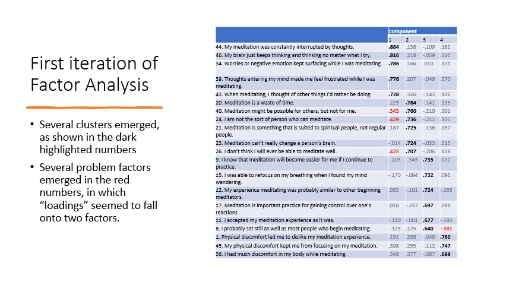The second component seemed to suggest that meditation wasn't for them. It was a special thing for other people. And you can see how we clustered these together. Meditation can't change a person's brain. I don't think I will ever be able to meditate well. Meditation might be possible for others, but not for me. So kind of a fatalistic view. The next one, these dark numbers at 0.6 and 0.7, stronger correlations, was sort of an optimism. I know that meditation will become easier. I was able to refocus on my breathing when I found my mind wandering, and so forth. And then our last component was related to physical discomfort.